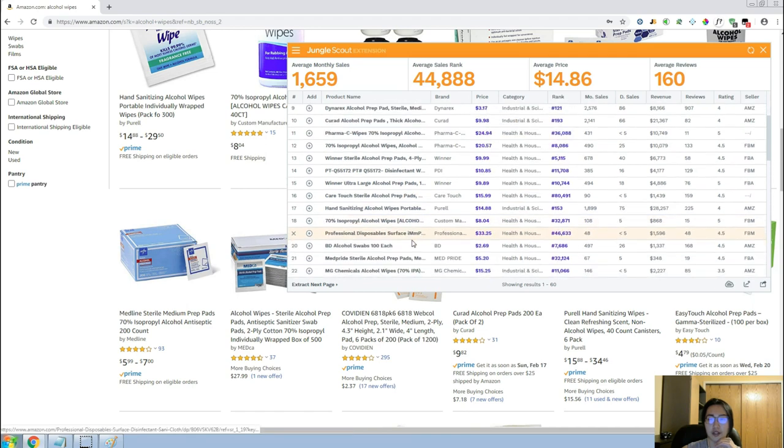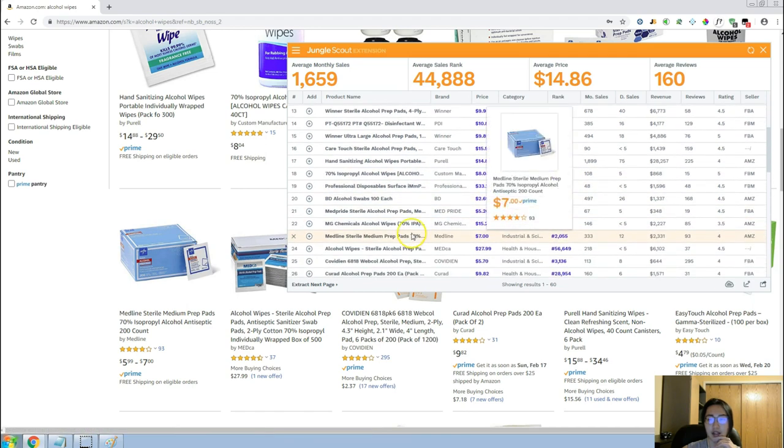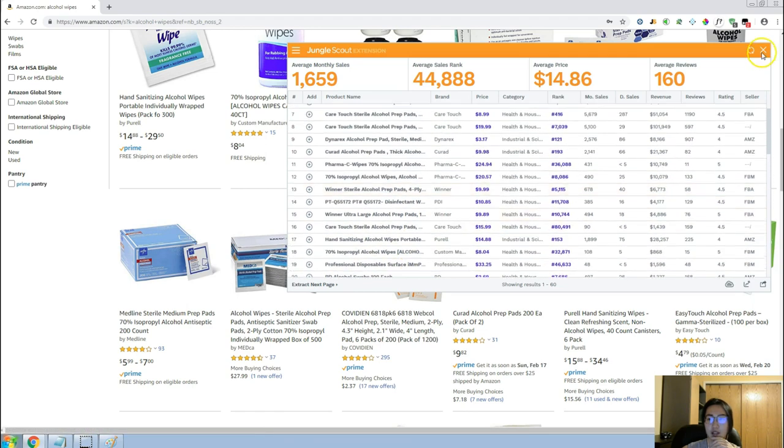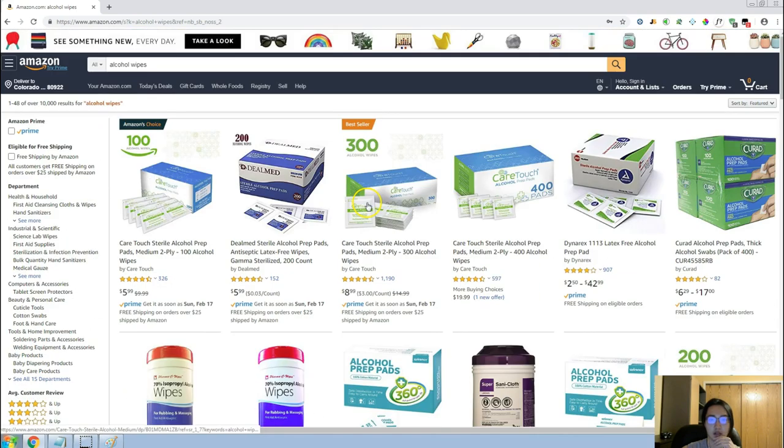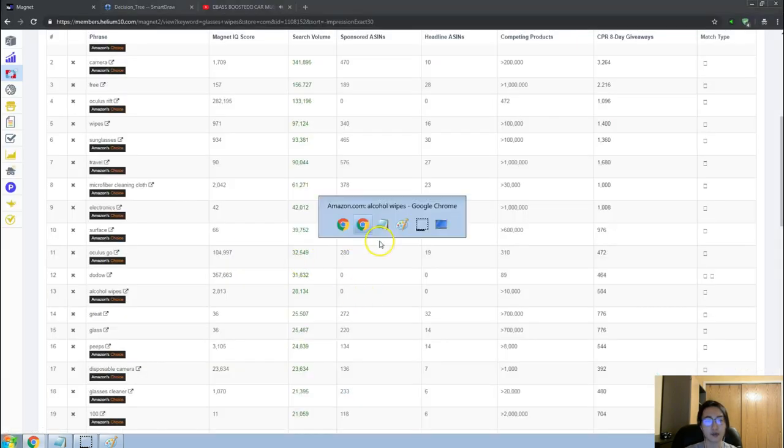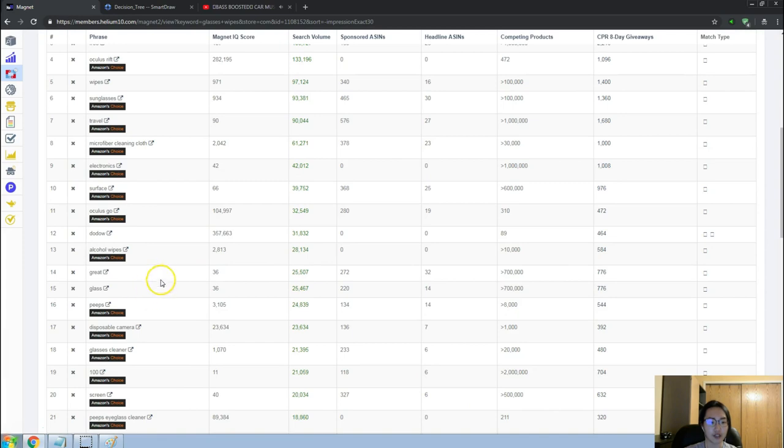The biggest challenge is differentiating this. Like a lot of other categories, it's like, okay, everyone offers alcohol wipes. They all do the same. Your only real product differentiation is the packaging and then the quantity in reviews and price, and not really how you want to differentiate.